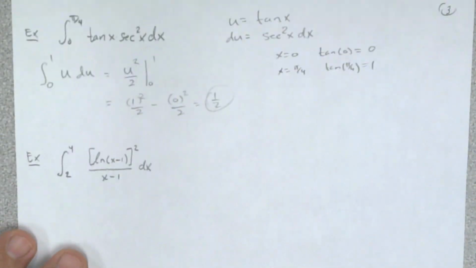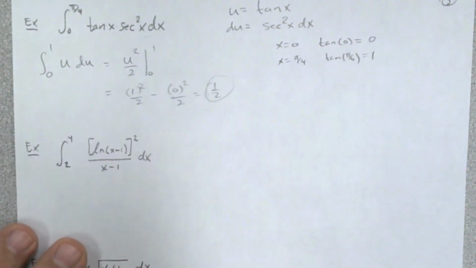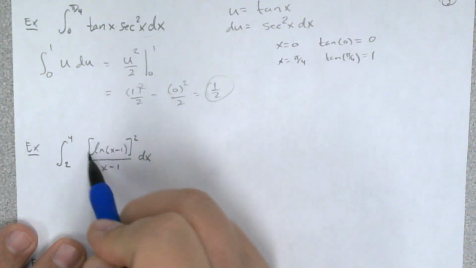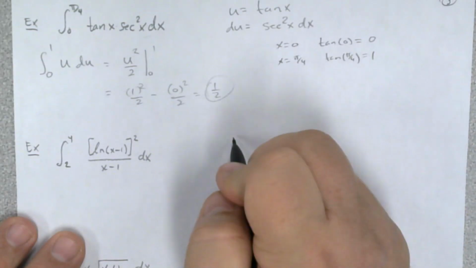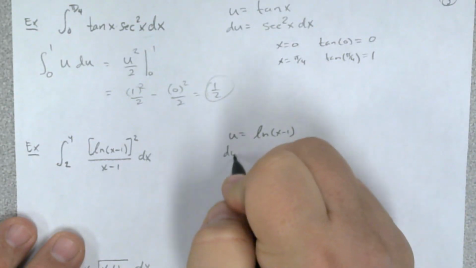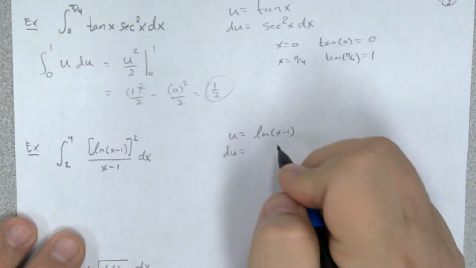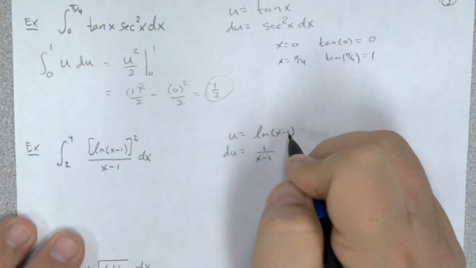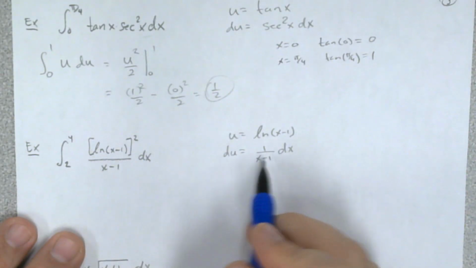So as you do these things, don't panic, don't get confused by what you're looking at. See things in the bigger picture. If I have something in a parenthesis to a power, then that's most likely what my u is going to be, no matter what it is. And so try it and see if you have the derivative. If u is the natural log of x minus 1, what is du going to be? Well, the derivative of the natural log is u prime over u. So 1 over x minus 1, then times the derivative of that stuff, which is just 1 dx. And there it is. It's on the bottom, and the dx.